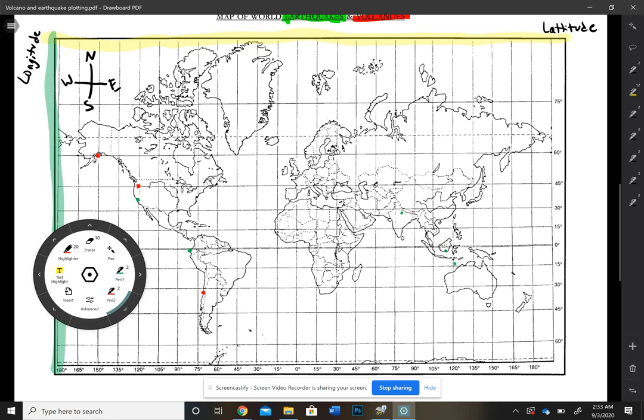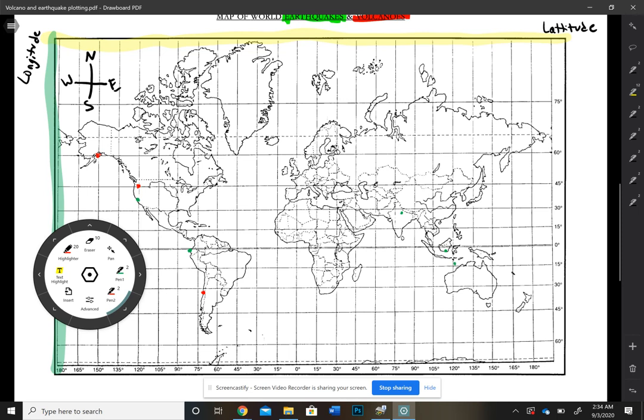Hey, what state's that in? Looks to be Washington. That could be Mount St. Helens. Or Mount Rainier, I think, is also in Washington. Okay, anyways, back on topic.